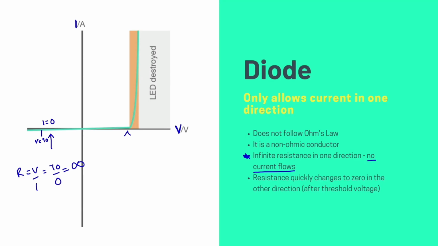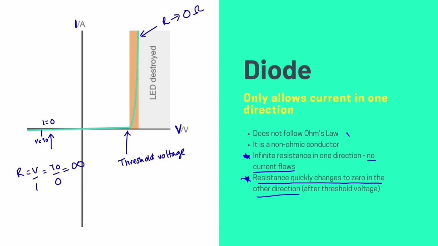Let's have a look on this side now. You can see at this point here, until what we call the threshold voltage, it also has infinite resistance. It's a value of V divided by 0. But when we get to the threshold voltage, suddenly that resistance goes to 0 ohms. Current can very, very easily flow through that point. So on the other side of the diode, when it's connected up the right way, the resistance quickly changes to 0 in the other direction and current can flow.